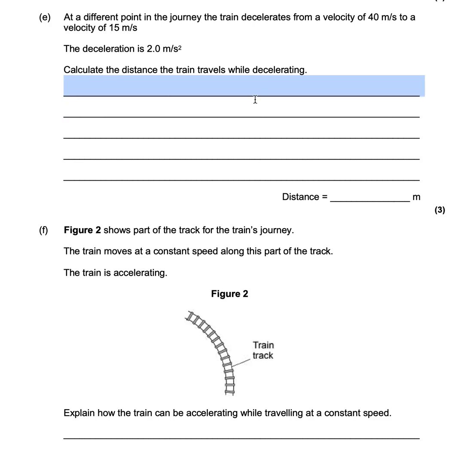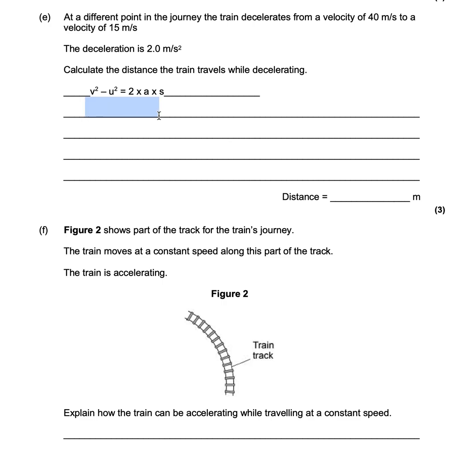So we need to use the equation, complicated one, v squared minus u squared equals 2 times a times s. Okay, and we're trying to find s, which unhelpfully stands for distance. It says at a different point in the journey, so that means don't take any data off the graph. It's not to do with that anymore.